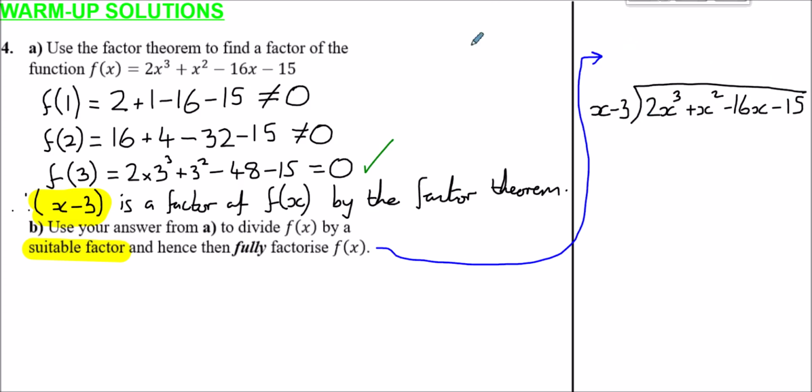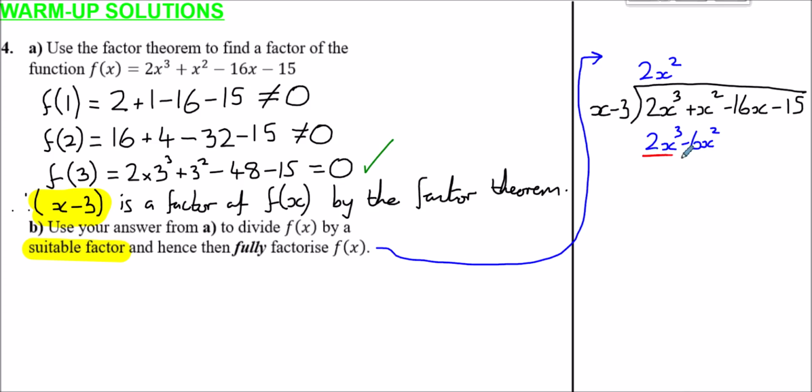So you might get quite rusty with polynomial division, so this is a great opportunity to just refresh yourself on how to do it. So first of all, we do 2x cubed divided by the highest power of x in the dividend. So 2x cubed divided by x, that's going to give us 2x squared. Next, we multiply this by the x minus 3. So 2x squared multiplied by x is 2x cubed. And 2x squared multiplied by minus 3 gives us minus 6x squared.